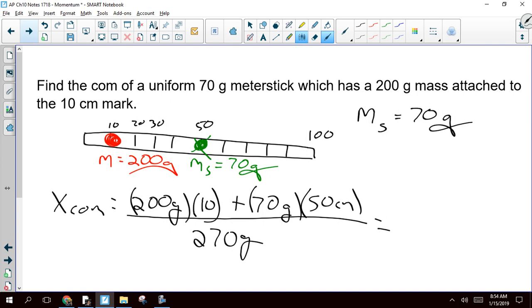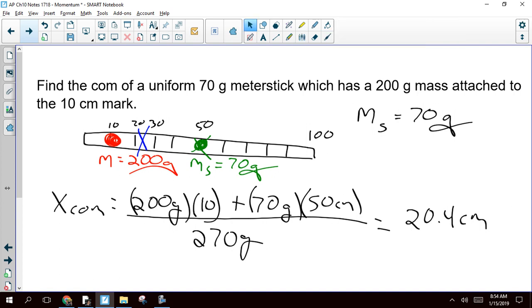So if you solve that, you get 20.4. Sure I did that right. Yeah. So this gives you 20.4 centimeters. So that means the center of mass of this stick and mass system is right here at the 20.4 centimeter mark. Okay? The big thing I want you to see from that example, though, is that you can treat a solid object as a particle located at its center of mass.